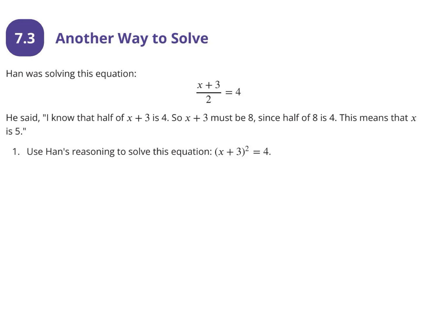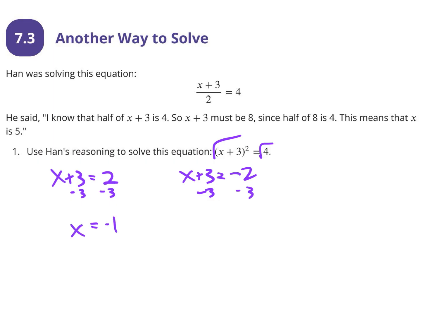Okay, so when we take the square root of both sides, we get x plus 3 is equal to 2, and x plus 3 is equal to negative 2. And if we solve it from here, x could be negative 1 or x could be negative 5.